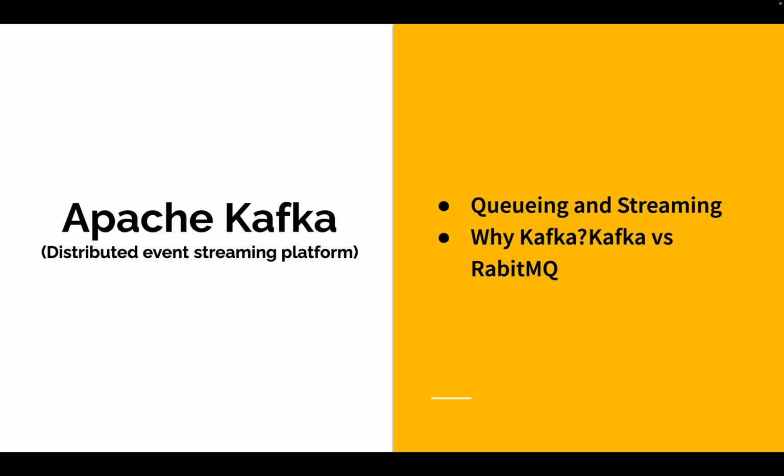Now let's deep dive into individual components. The 3 components we shall discuss are Kafka, Flink, and Pinot. Apache Kafka is a distributed event streaming platform. Here we shall talk about the differences between queuing and streaming and the rationale behind choosing Kafka.